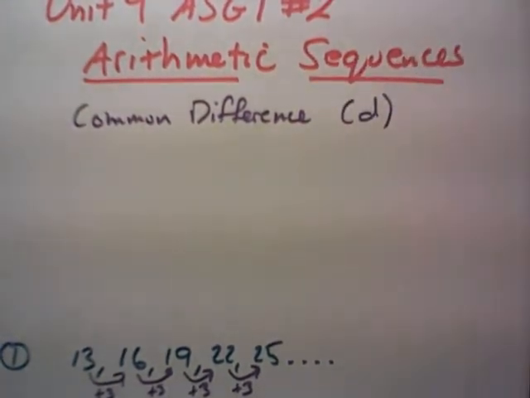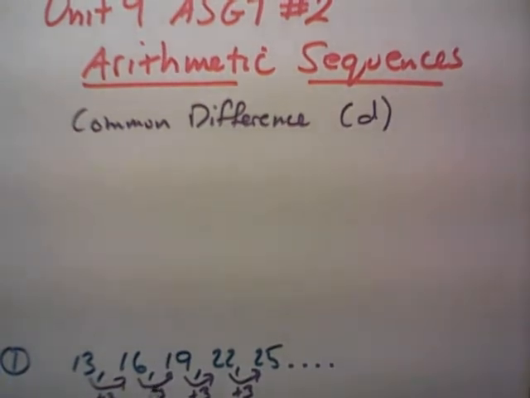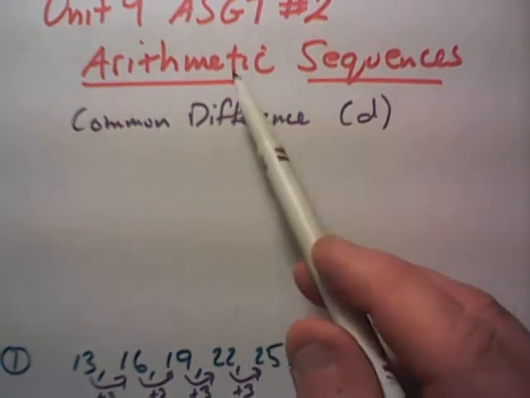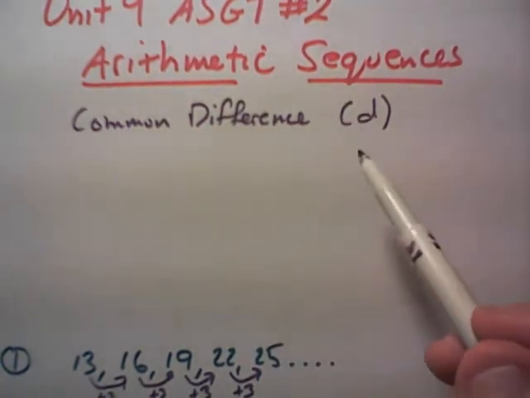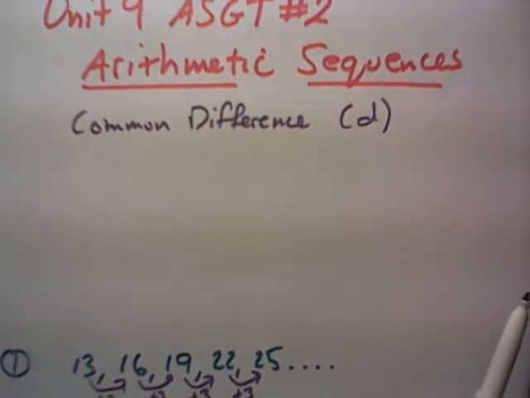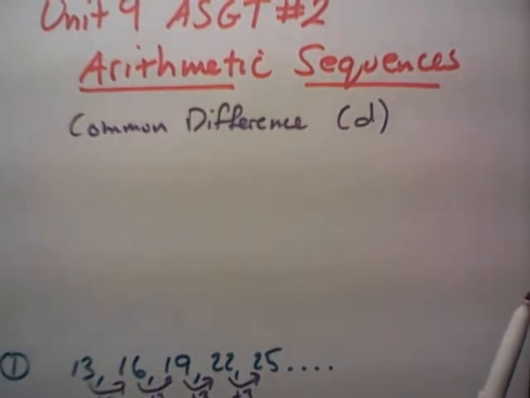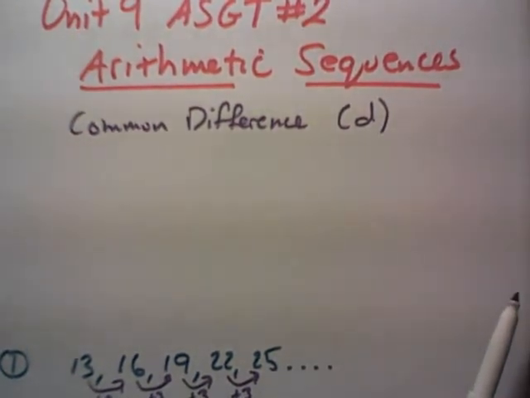Arithmetic sequences are only those sequences where you add or subtract a common number from one term to get to the next term. If we're multiplying or using any other operation other than adding or subtracting, then it would not be an arithmetic sequence. Okay, so it has to have a common difference, which we're going to denote as D.